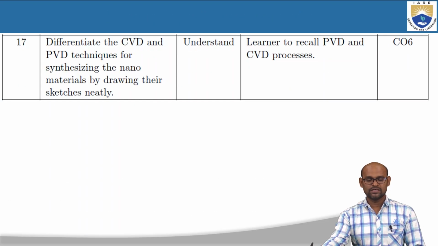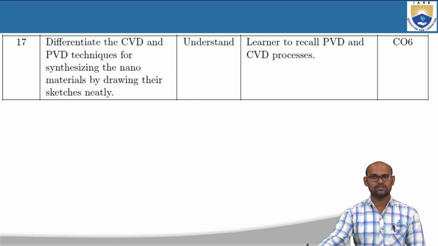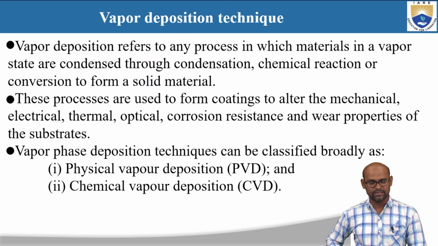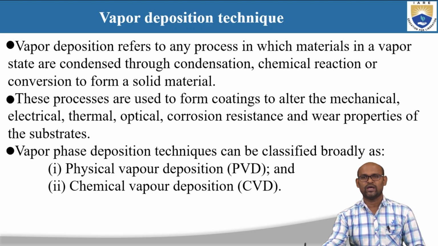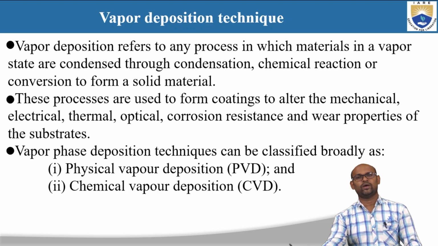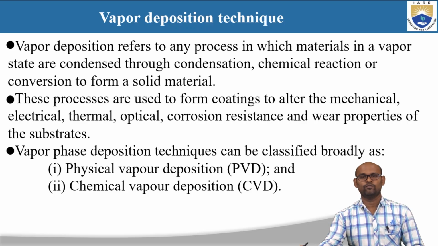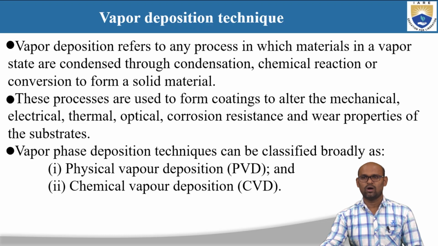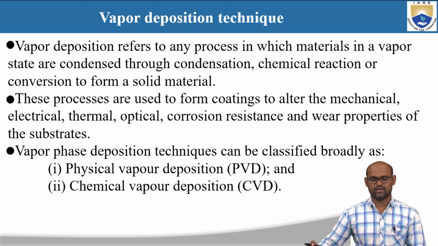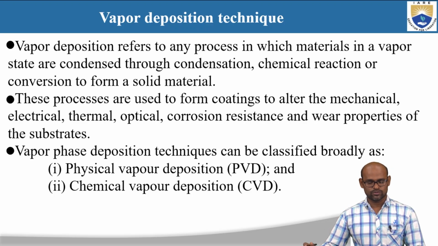Differentiate chemical vapor deposition and physical vapor deposition techniques for synthesizing nanomaterials by drawing their sketches neatly. So what is a vapor deposition technique? Vapor deposition refers to any process in which materials in a vapor state are condensed through condensation, chemical reaction or conversion to form a solid material. So that is the meaning of vapor deposition technique. These processes are basically used to form coatings to alter the mechanical, electrical, thermal, optical, corrosion resistance and wear properties of substrates. That is why we use vapor deposition technique.